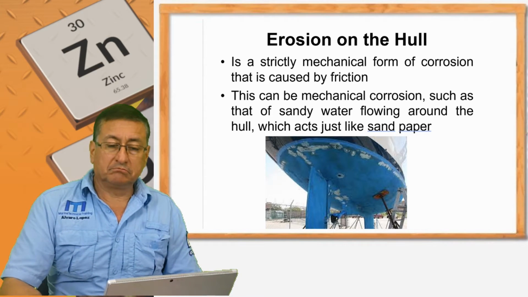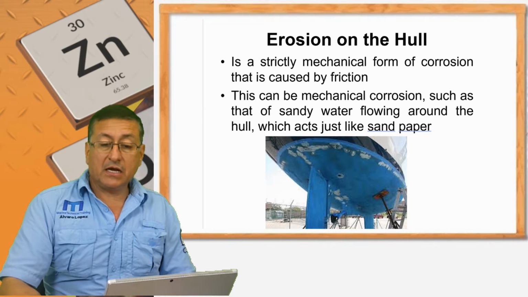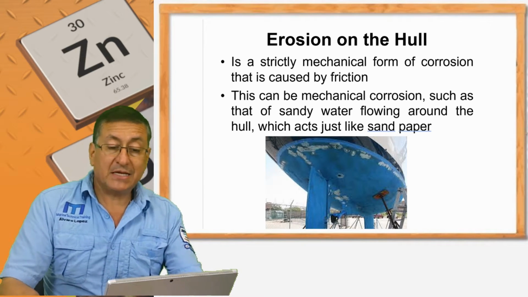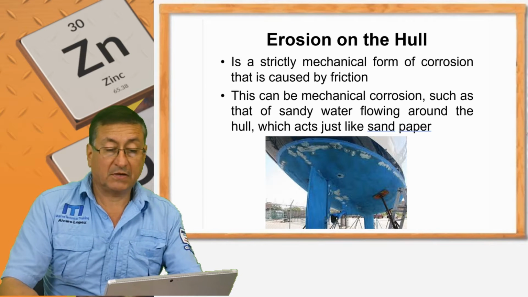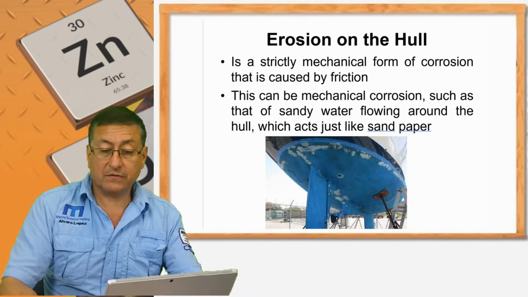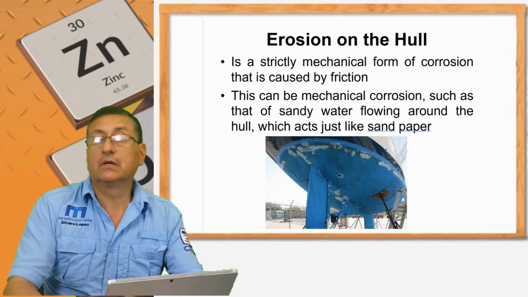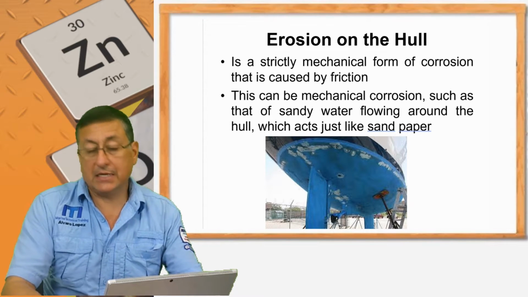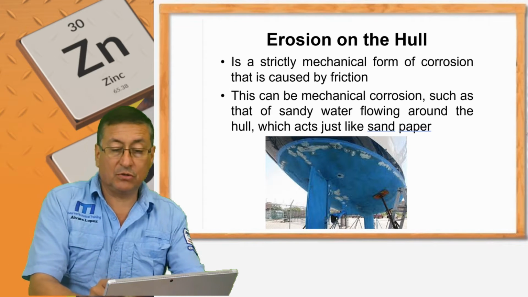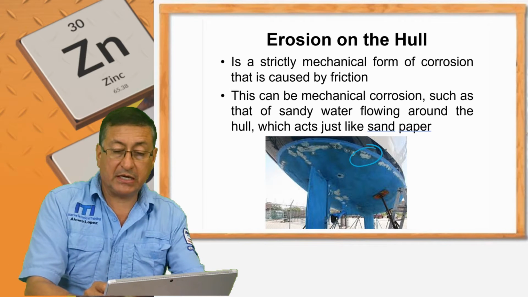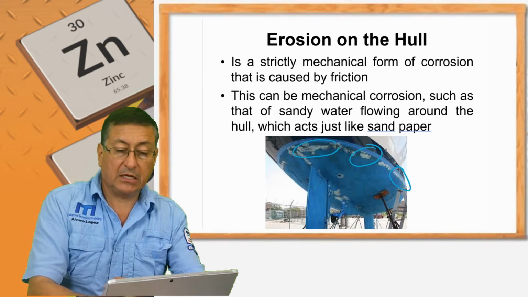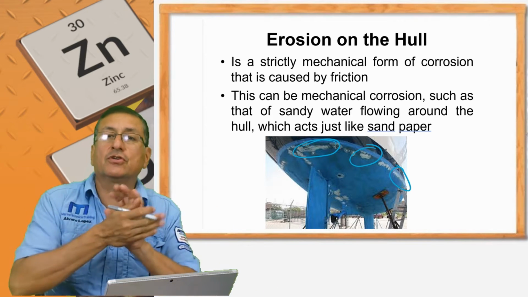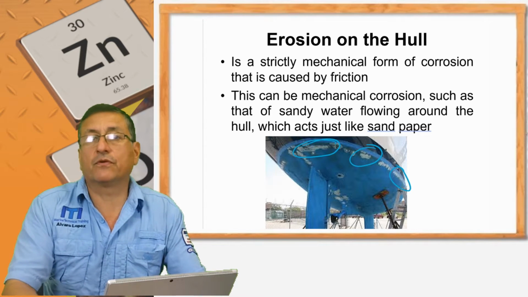Erosion on the hull is basically mechanical corrosion and is produced by friction. For example, sandy water flowing around the hull works exactly like sandpaper and erodes the boat. Look at those areas, completely eroded by mechanical friction in between the water and the surface of the hull.